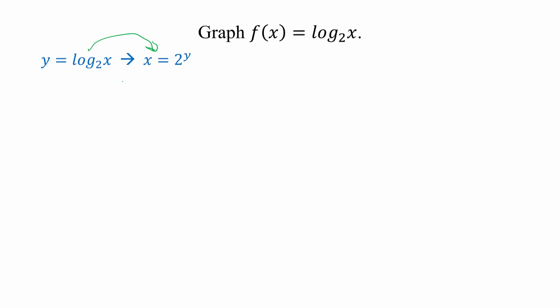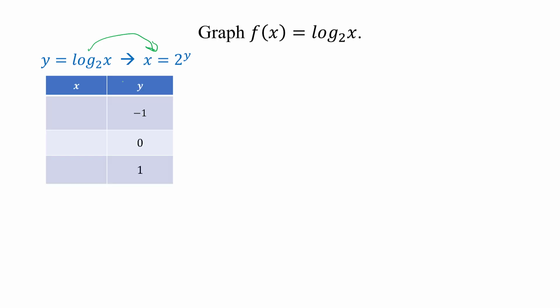So the first thing I'm noting here is that x equals 2 to the y has x as a function of y. So while we usually start by plugging in x values to figure out what y is for points on our graph, here we're going to start with y values and figure out what the corresponding x values would be. So if y equals -1, x would be 2 raised to the power of -1, or 1/2.